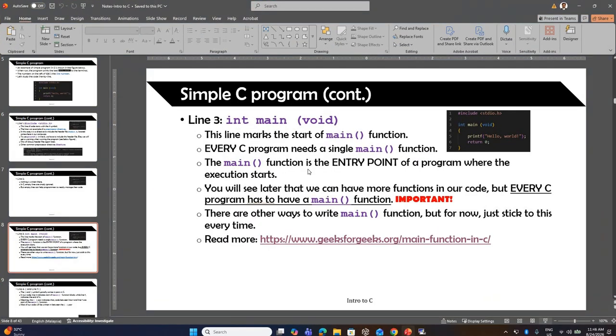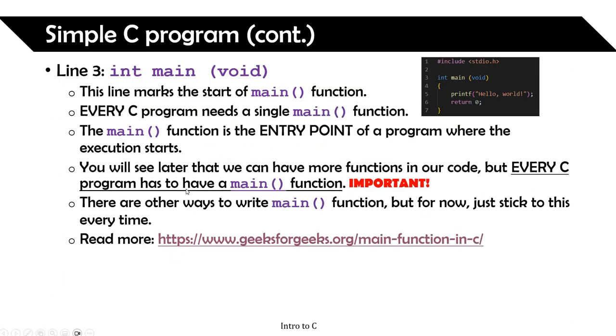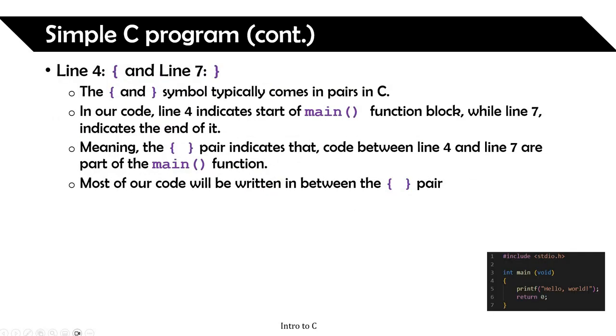Everyone okay so far? You must have the hash include file, the header file, whenever you are dealing with the input output function, and you must have the main function. After the main function, there is this open and close curly bracket. They always come in pair. Whenever you have an open, you must have the closed curly bracket. In our code, at line 4, the open curly bracket indicates the start of the main program, and the closed curly bracket is the end of the main program.